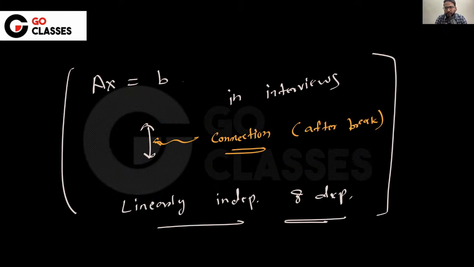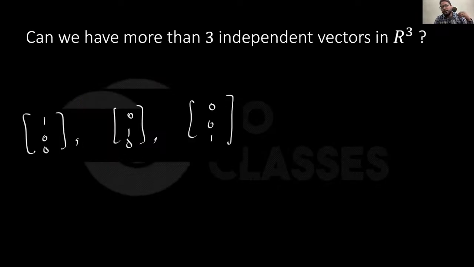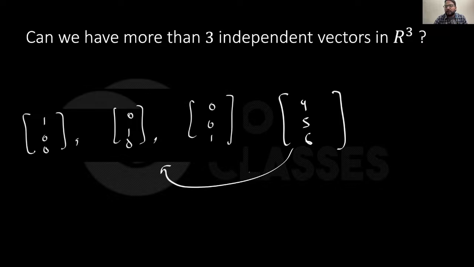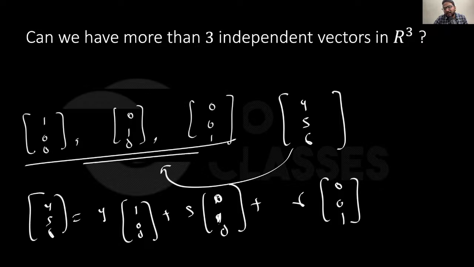I was here, I think. Can we have more than three vectors in R3 which are linearly independent? Suppose you give me a fourth vector in R3, maybe anything, (4, 5, 6), any vector, then this fourth vector must be linearly dependent on these three. What are the coefficients? 4, 5, and 6, right? 4 into the first vector, 5 into the second vector, and 6 into the third vector will give you this (4, 5, 6). Now, this set is just a convenient set to me, but if there is any linearly independent set, then it can also do the same job.